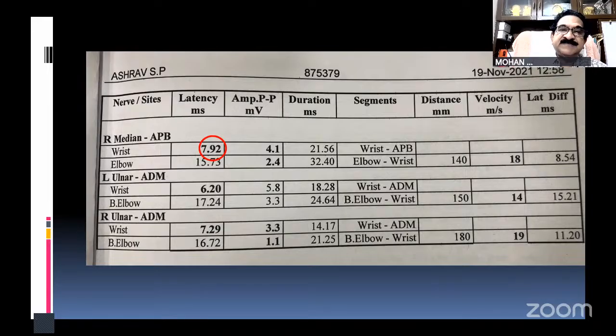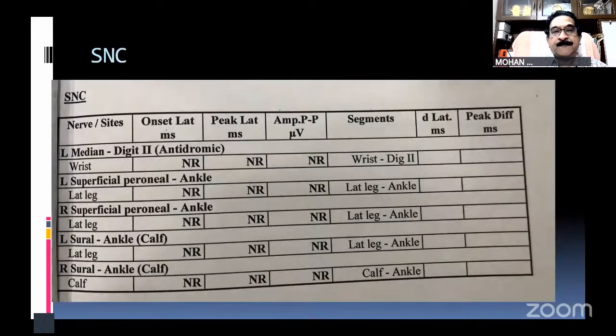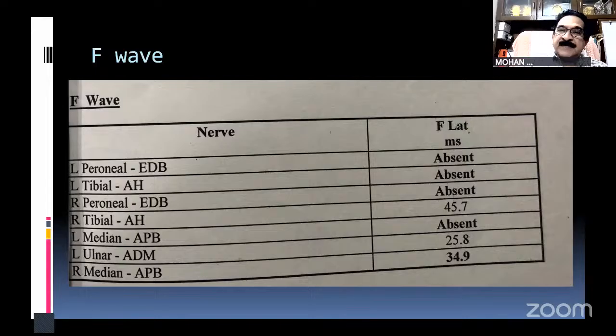Come to the right median again, same. Left ulnar, both ulnar, the distal latency is prolonged. Conduction velocity is decreased. And sensory potentials all absent. F wave is present only in right tibial and left ulnar. In the other nerves it was prolonged or absent.